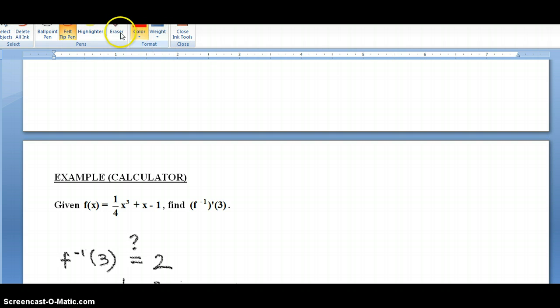Well, essentially what I said to myself was this. f inverse, whoops, not f prime, let's erase that. f inverse of 3 equals what? How do I find that? 3 in the inverse function here is really a y value in the function. So I wanted to know, where does my function 1/4 x to the third plus x minus 1 equal 3?